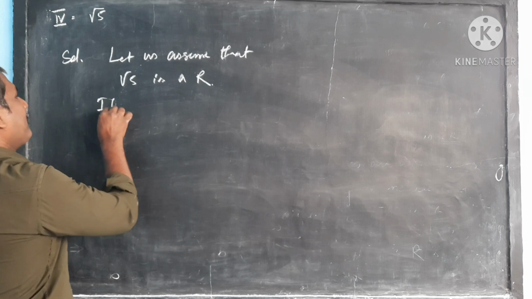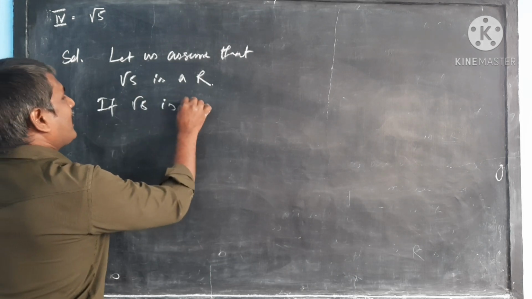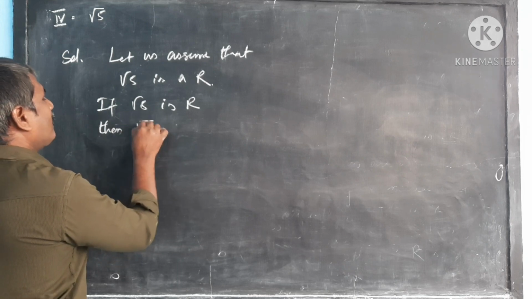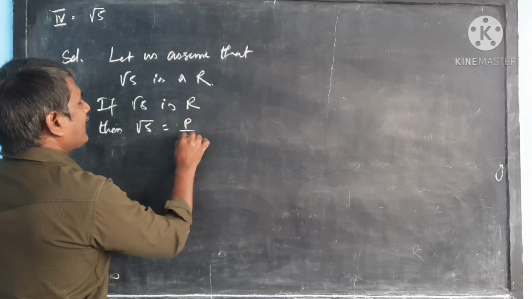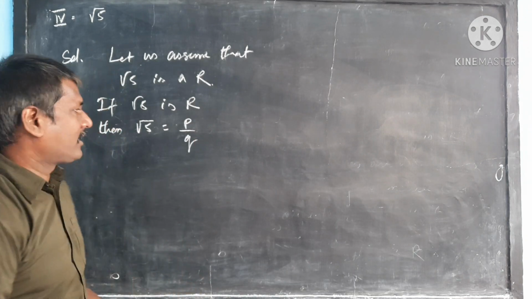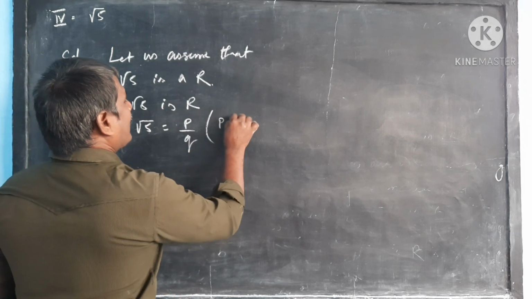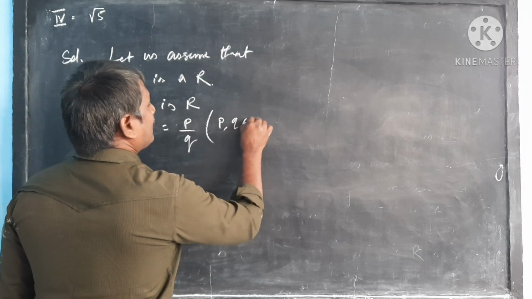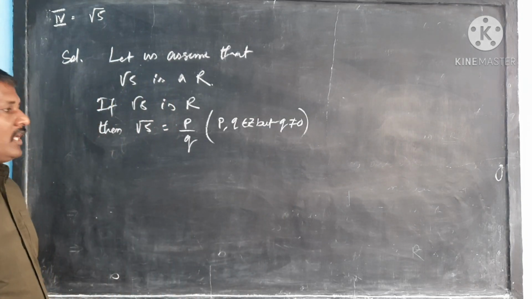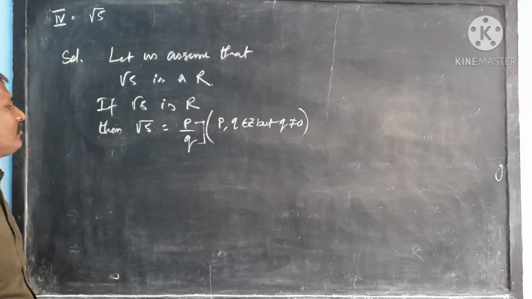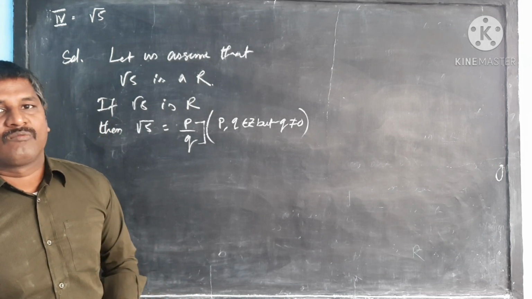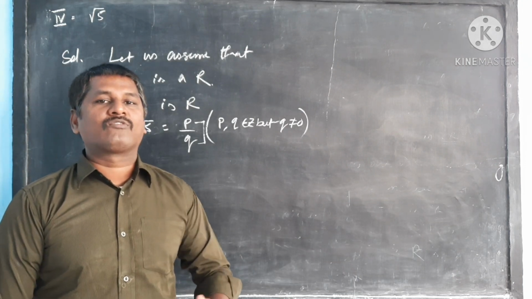If root 5 is rational, then we have to take root 5 is equal to p by q. We know that all rational numbers are in the form of p by q, where p and q are integers, but q doesn't equal 0. If there is any common factor between p and q, then you have to divide them.